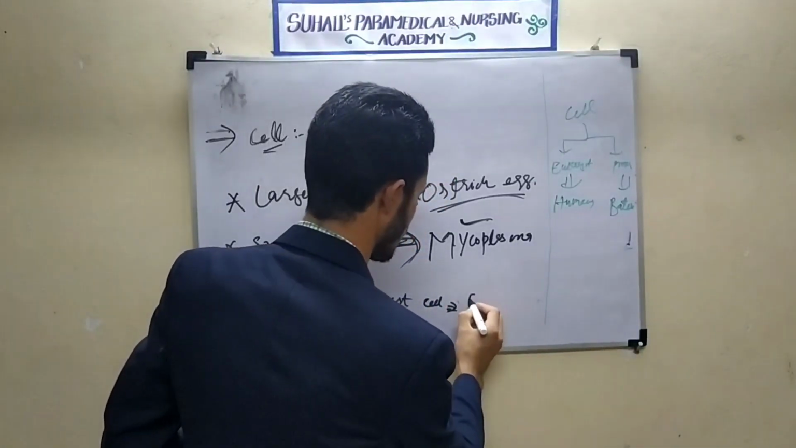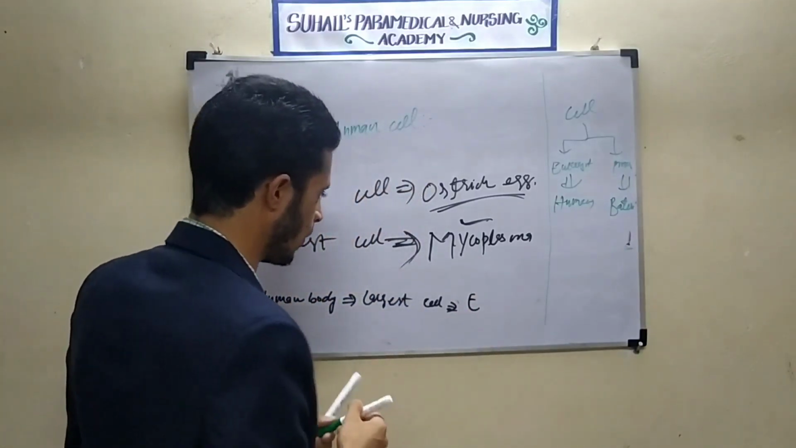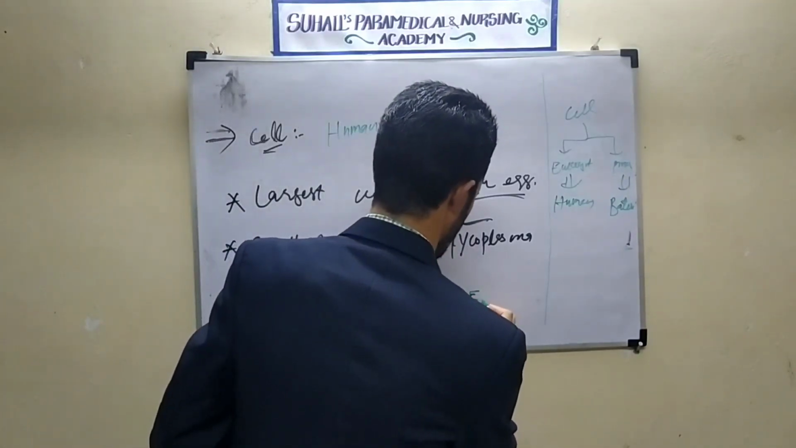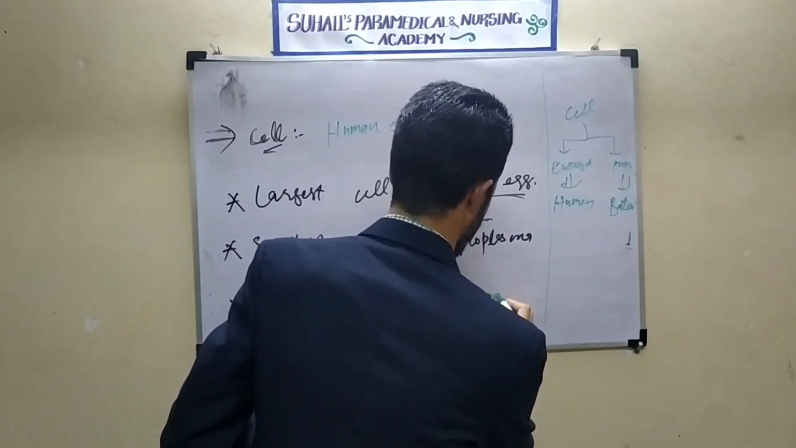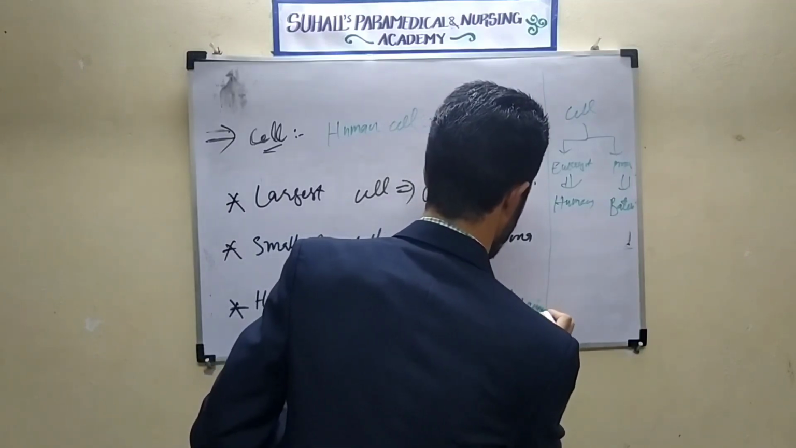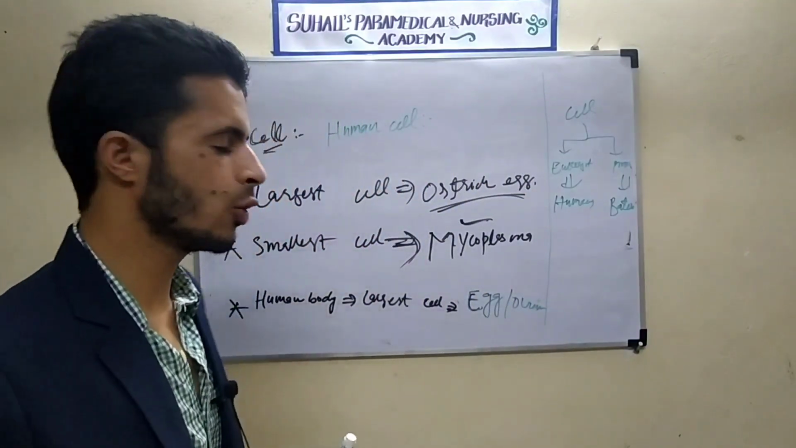It is egg. Female egg. We all know egg, womb. We can say womb or egg. Egg or womb, in the case of female, is the largest cell in the human body.